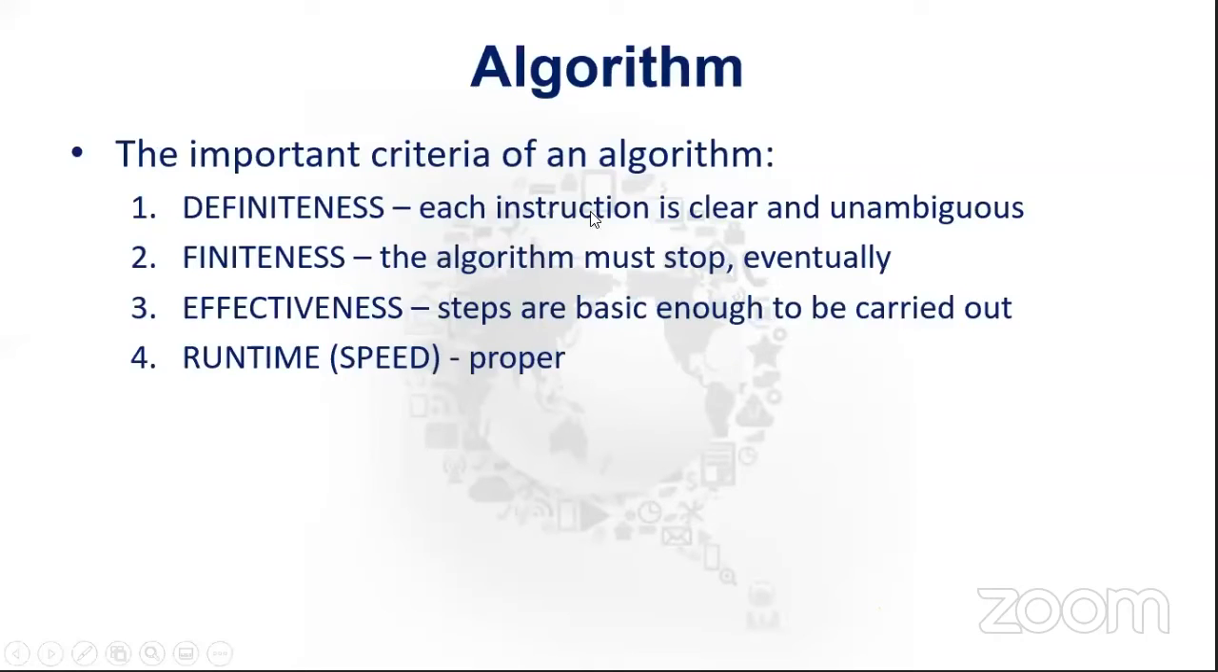These are the important criteria of an algorithm. It must have definiteness, meaning that each instruction is clear and unambiguous. Finiteness: the algorithm must eventually stop. You cannot have an algorithm that continues to run infinitely or basically continue to run non-stop. So therefore, it must have finiteness. Effectiveness: the steps are basic enough to be carried out. Runtime speed must be proper.